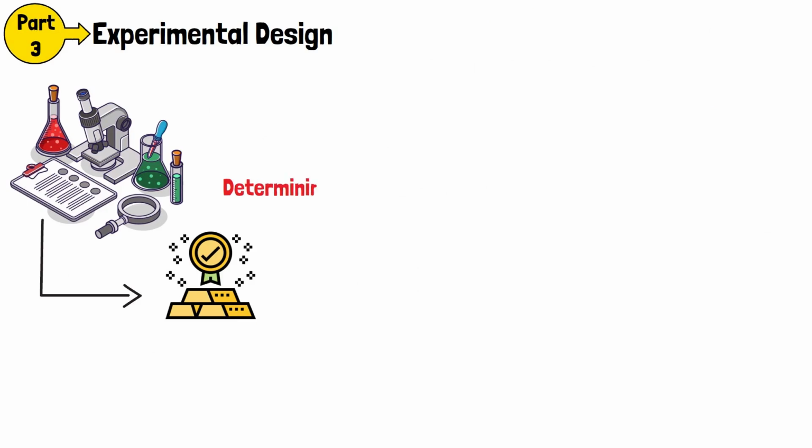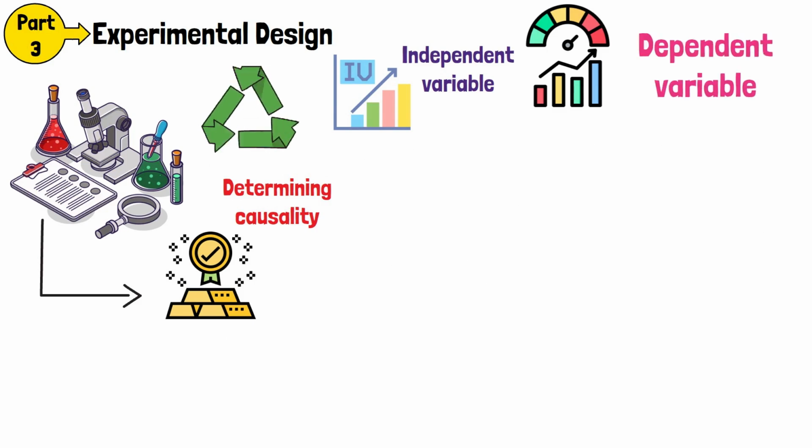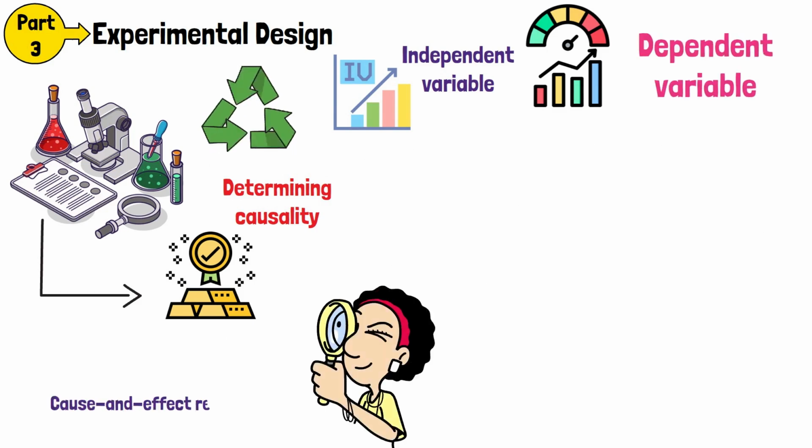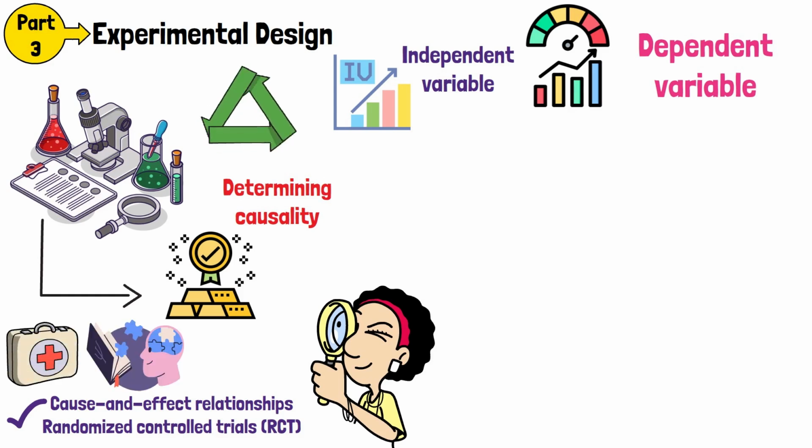Part 3. Experimental design. Experimental research is the gold standard for determining causality. By manipulating an independent variable and measuring its effect on a dependent variable, researchers establish cause and effect relationships. Randomized controlled trials, or RCT, exemplify this approach, often used in medical and psychological studies.